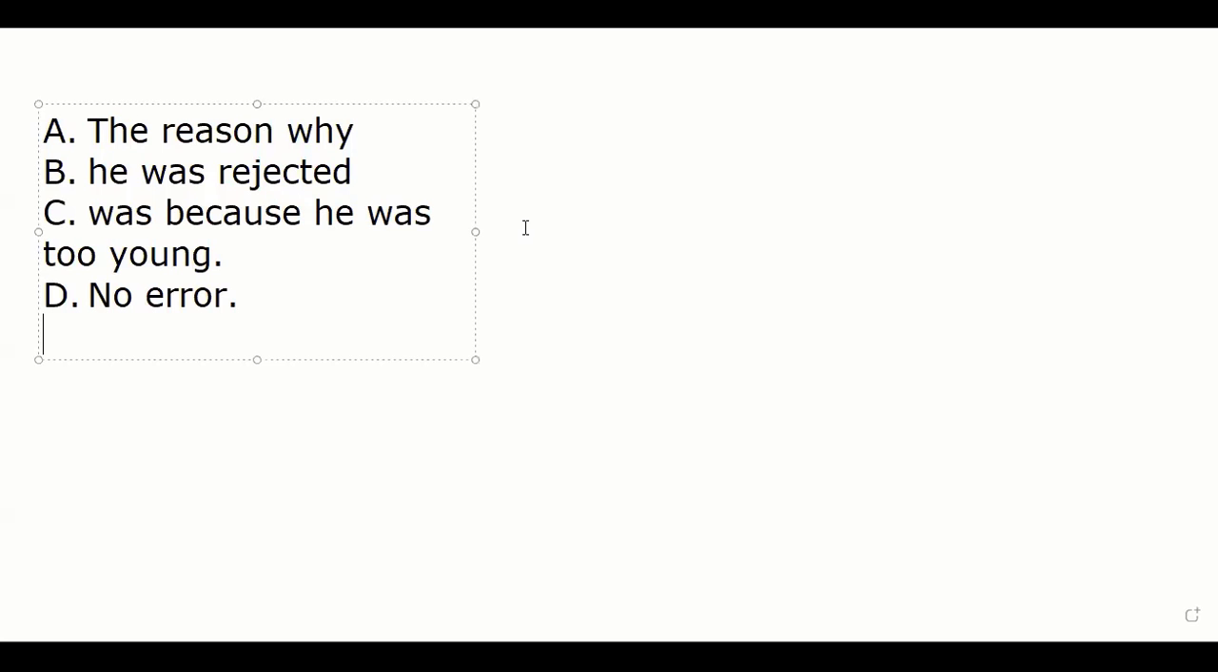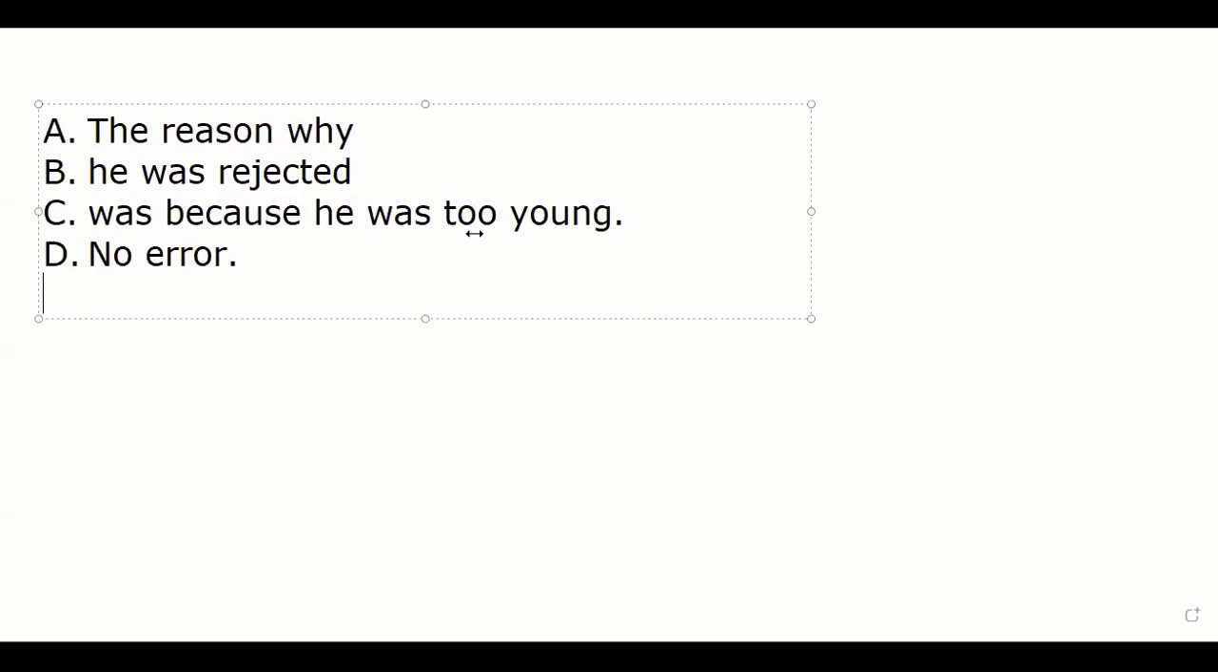Okay, let me search for a new one, but an easy one. So this is a very confusing one, guys. First, think about only one part of the sentence, because if you change multiple parts, it will make it correct. First think about A, B, C or D. Is it no error, or is the error in which part? The reason why he was rejected was because he was too young. Read it multiple times, you'll know where the problem is.